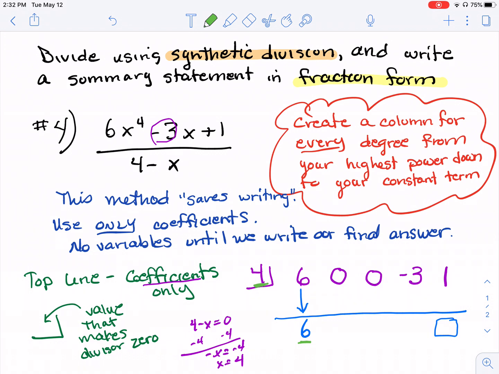So I'm going to go 4 times 6 is 24. I'm going to put a 24 in there. Then I'm going to add straight down. I'm going to see if I can color code this so it's kind of like the notes. Add straight down. I'm going to go 0 plus 24 is 24.